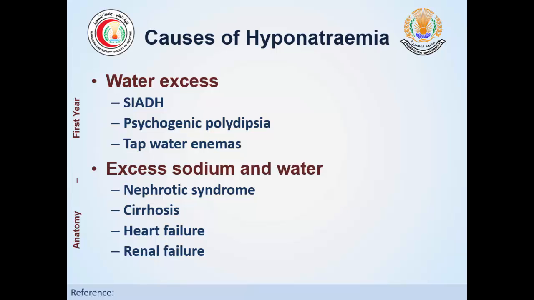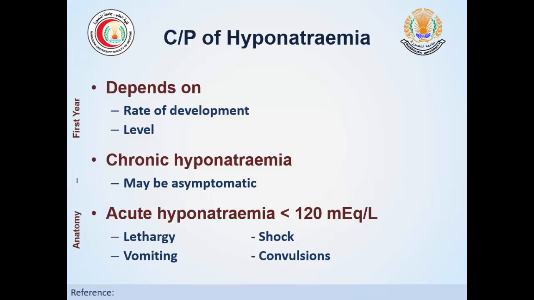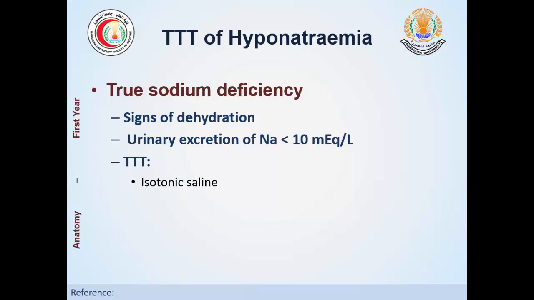Hyponatremia due to excess sodium and water is the edematous conditions, all the edematous conditions, as in nephrotic syndrome, cirrhosis, heart failure, renal failure. The clinical picture of hyponatremia depends on the rate of development and the level. A chronic hyponatremia may be asymptomatic, but acute hyponatremia less than 120 milliequivalent per liter can cause lethargy, shock, vomiting, and convulsions. How can you treat hyponatremia?